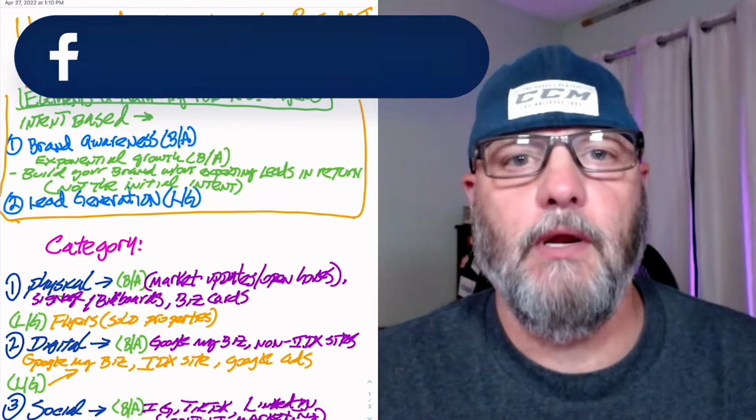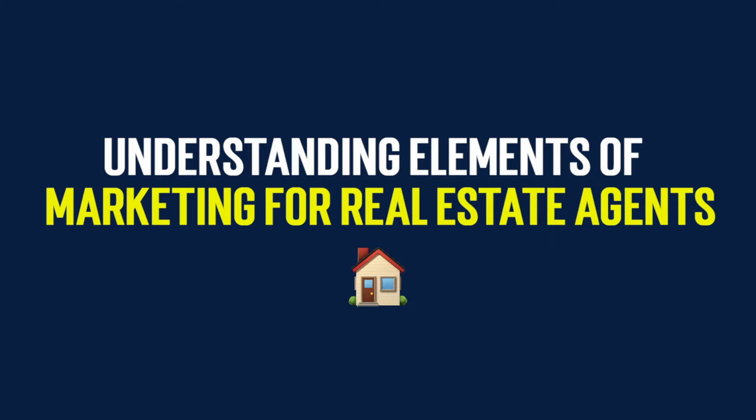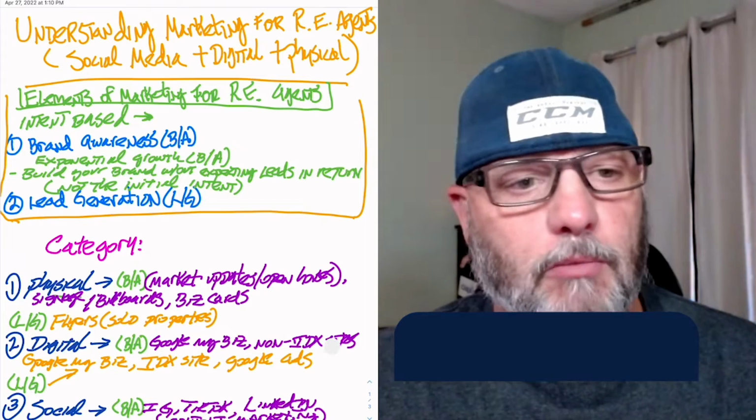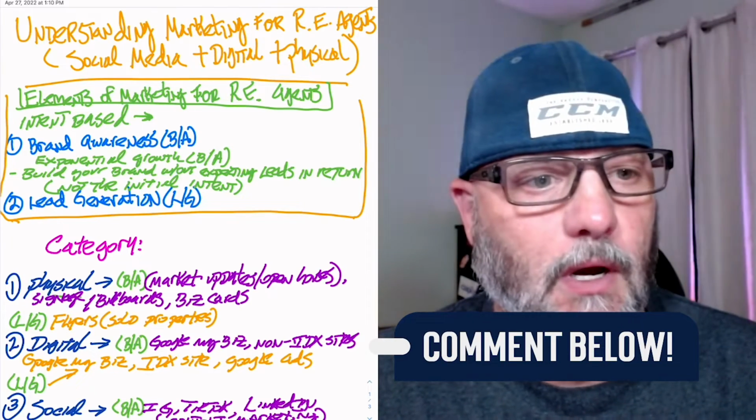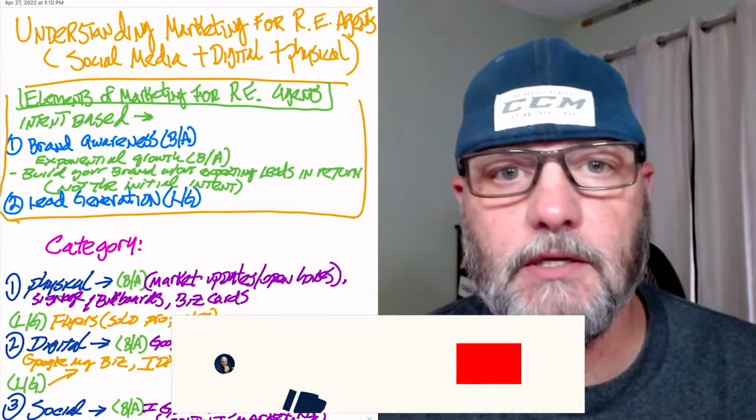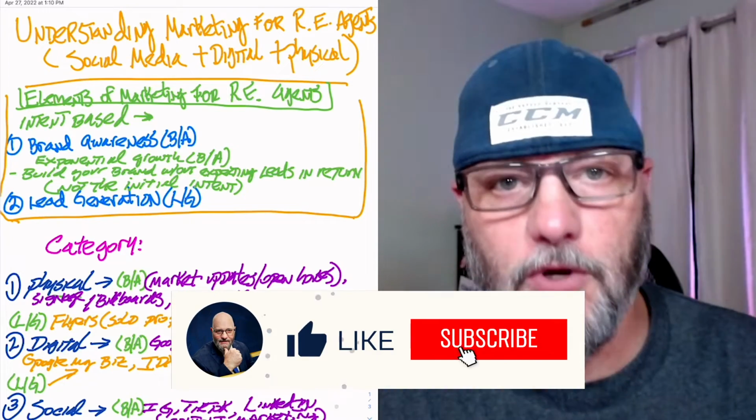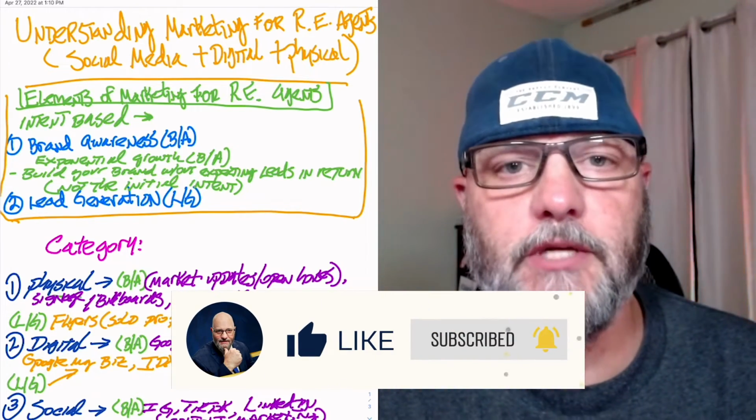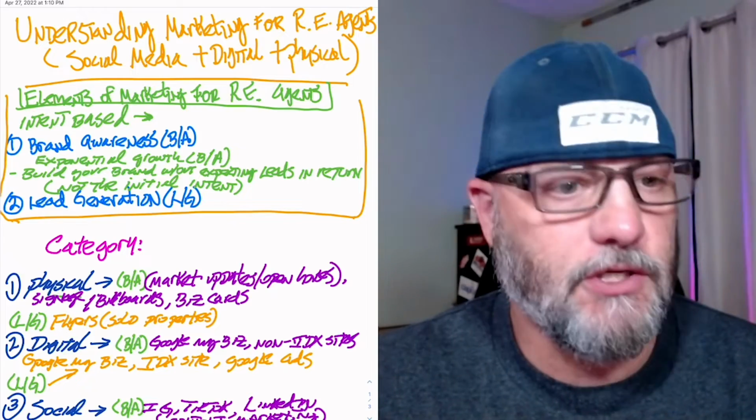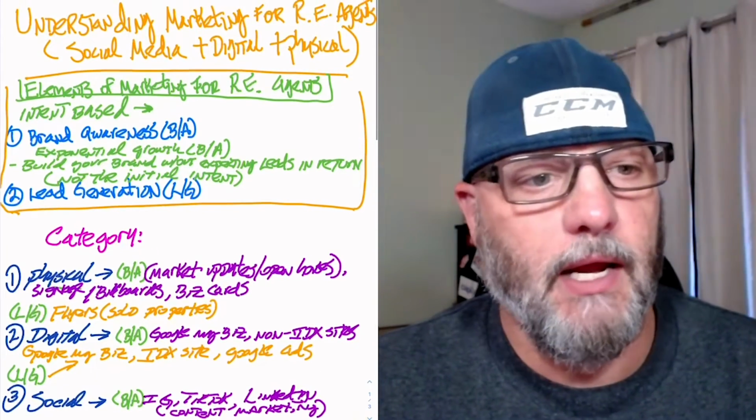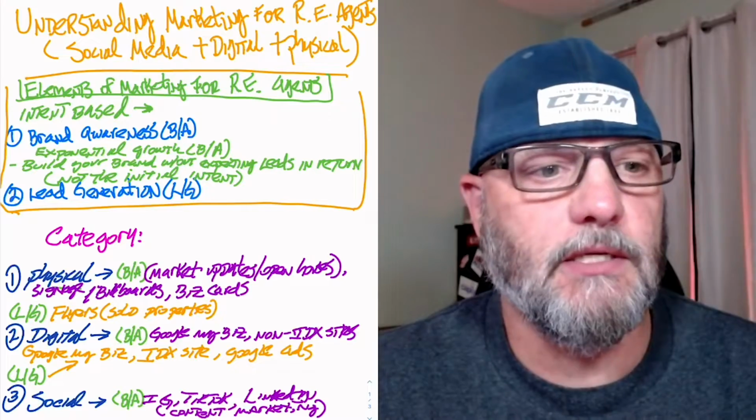So let's get right into it here. Understanding elements of marketing for real estate agents. So I want to break this down into two different intent-based areas that most agents get confused with and don't really understand how to do it. So the first one, as you can see, is brand awareness.